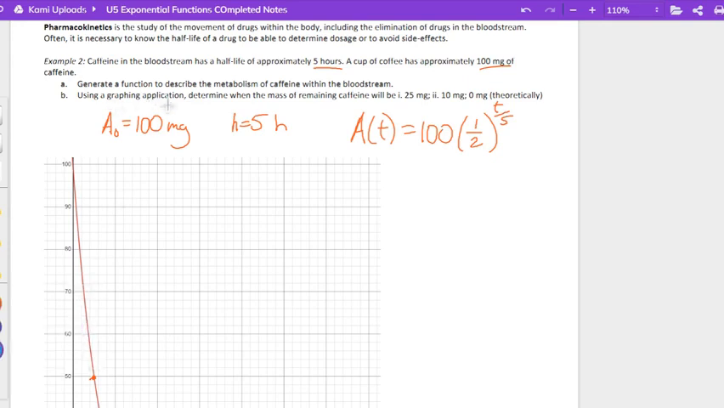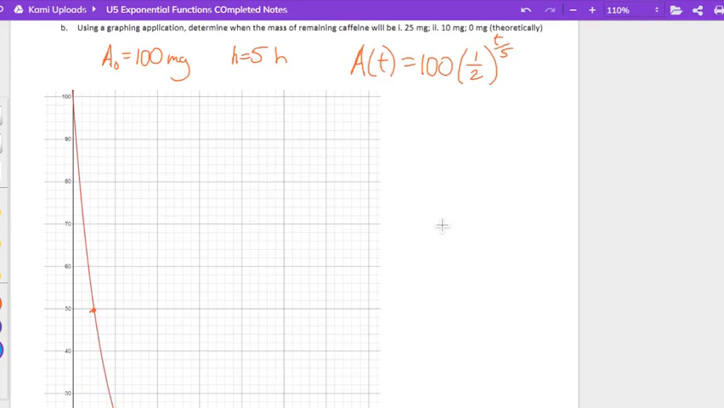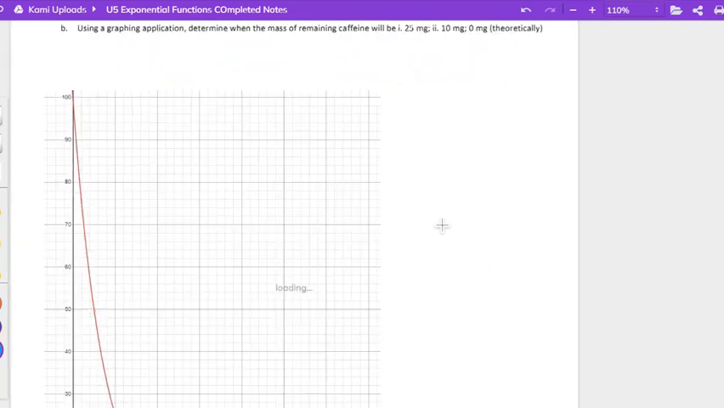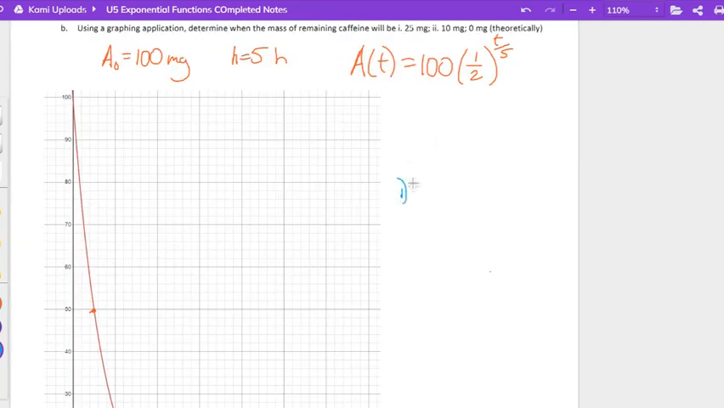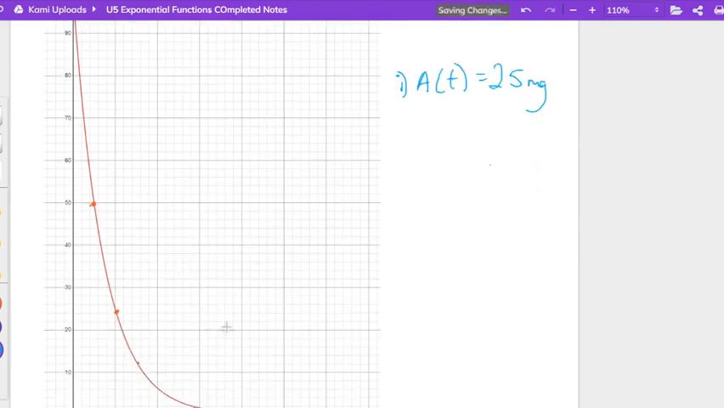Using a graphing application, which could be Desmos, which was done for us, determine when the mass of the remaining caffeine will be 25 milligrams, 10 milligrams, 0 milligrams. So we've been given this graph here. Let's estimate as best as we can. When do we have 25 milligrams? Here we have 50 milligrams. Here we have 25 milligrams. How much time has passed? Time equals 10 hours. We've halved it by 2.